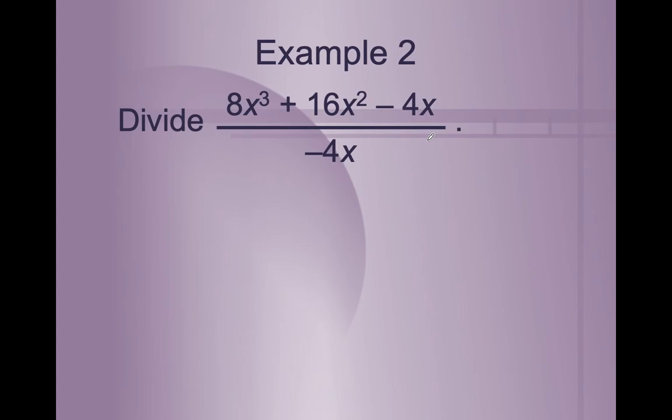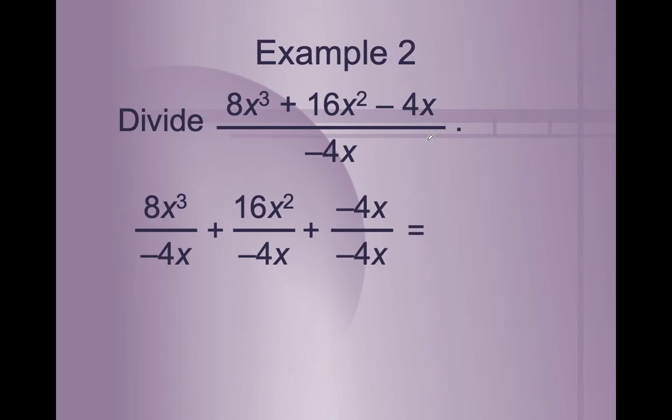Here, they already have it for us. How do I solve this? I have to take every single term, 1, 2, 3, take each term and divide it by the denominator. So 8x cubed over negative 4x plus 16x squared over negative 4x plus negative 4x over negative 4x. Be careful of your signs there.